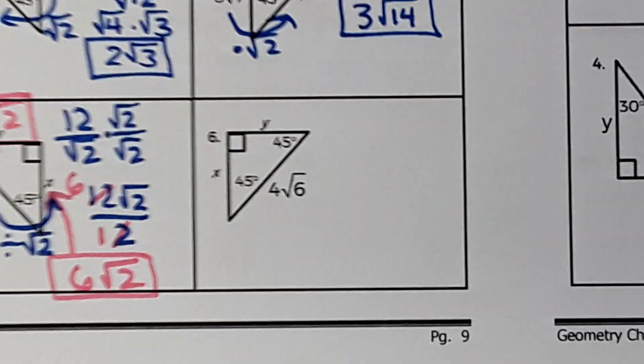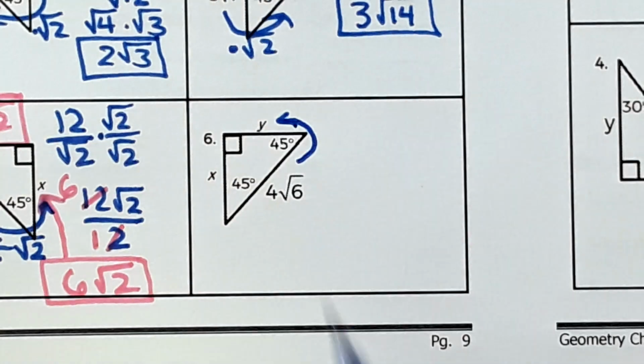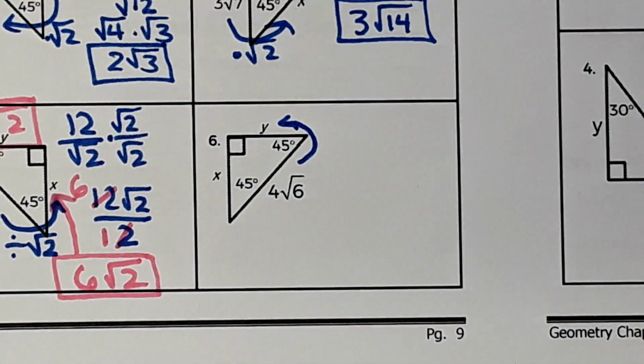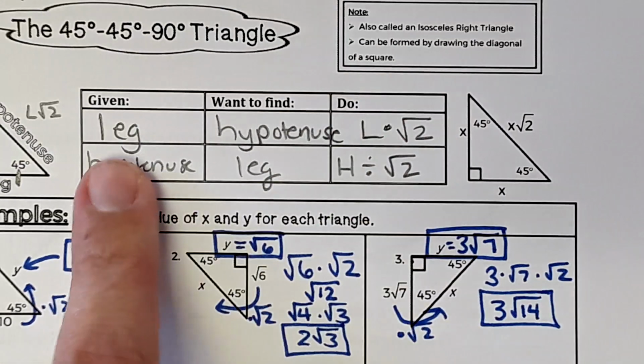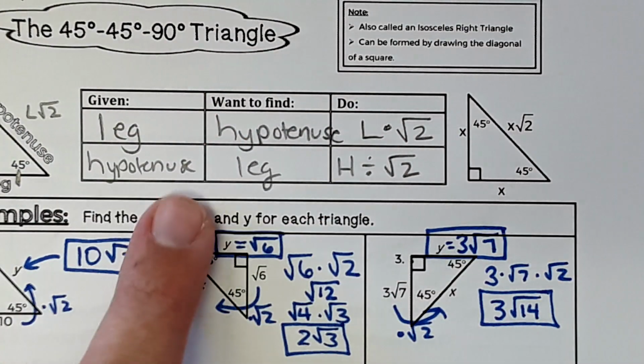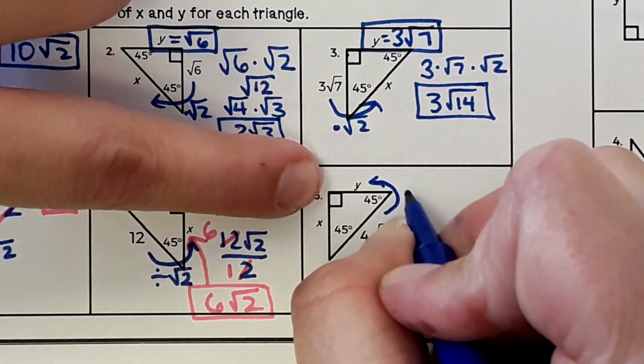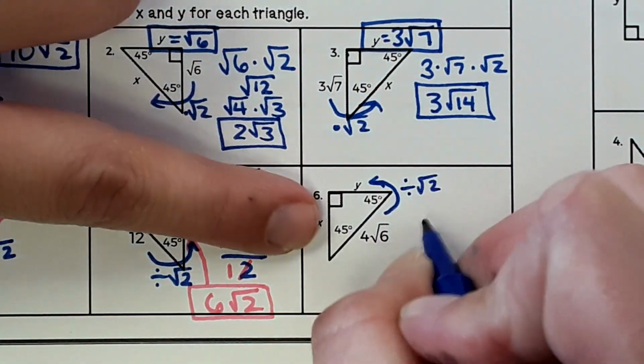Okay, number 6. Again, they gave us the hypotenuse. We're working backwards to find the side length. If it's hard for you to figure out what to do, remember you could always look at this chart here. You're going from hypotenuse to leg, divide by square root of 2. So this chart might help you more than the concept. I don't know, it depends on how your brain works, I guess. So to go from this to this, divide by square root of 2.